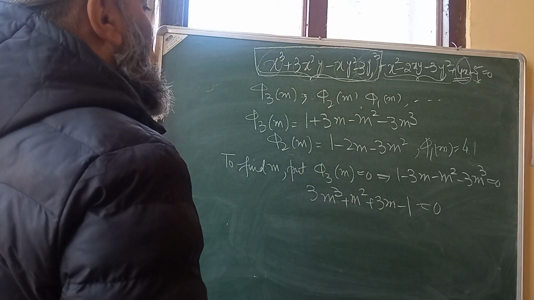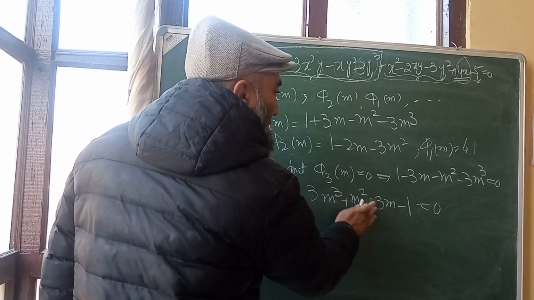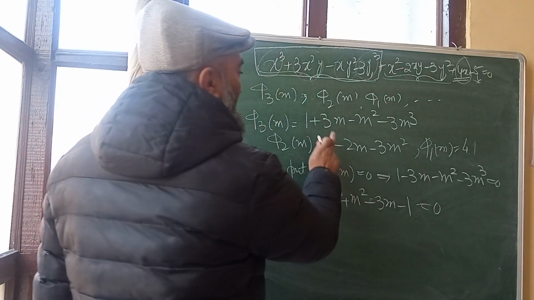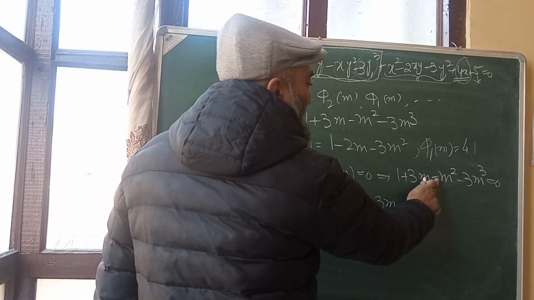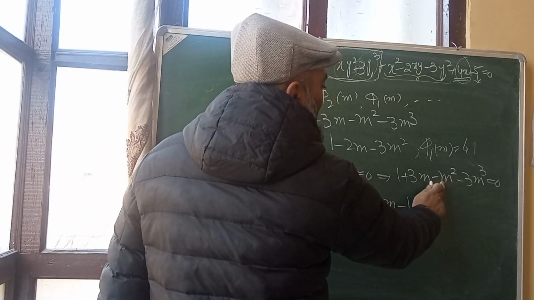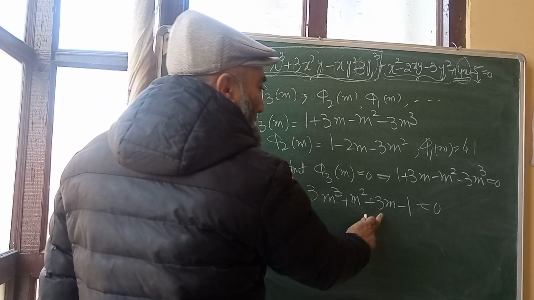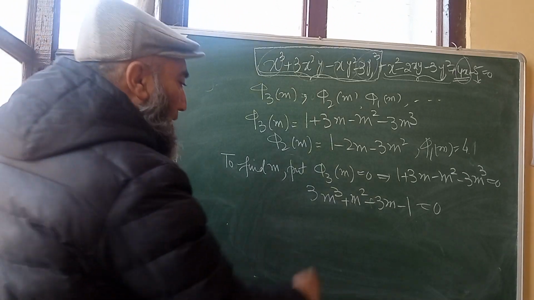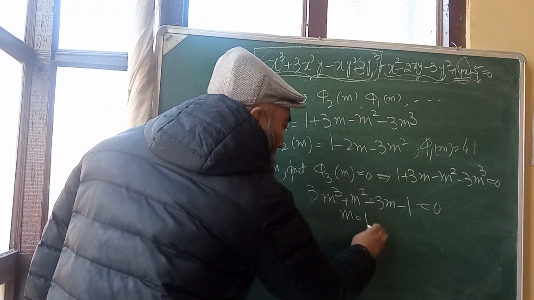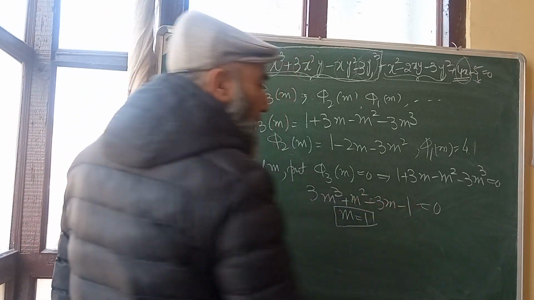1 plus 3m, then this is minus 3 over here, because this is 1 plus 3m minus m cube, minus 3m cube, minus m square, 3m cube. Or 3m cube plus m square minus 3m plus 1. Right? You can see that m equal to 1 satisfies this equation. When m is 1, this is 3 minus 3, 1 minus 1, this is 0.